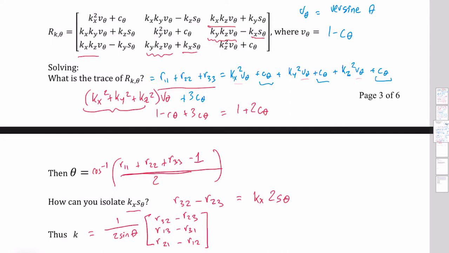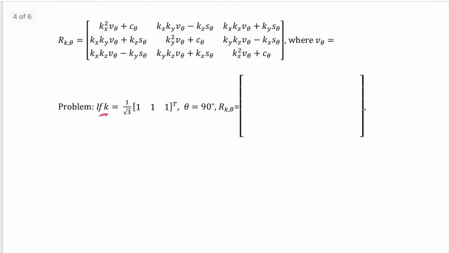Let's do an example problem. Here we've been given a k vector. Let's draw what that looks like. So here's my coordinate frame. I've got my x, y, and z, and then I am 1 unit in each axis: 1, 1, 1. And so the vector that I'm rotating everything around is going to be this axis here. This is my k. And then I want to rotate about this axis by 90 degrees.